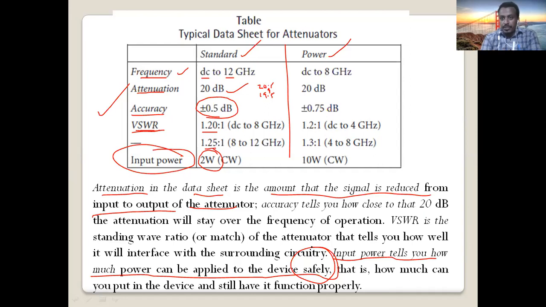the attenuator may be damaged physically, or it's not damaged, but it does not work as you need. It does not function properly, depending on the requirement. So for this attenuator to work properly, the input power is limited to 2 watt. Okay?